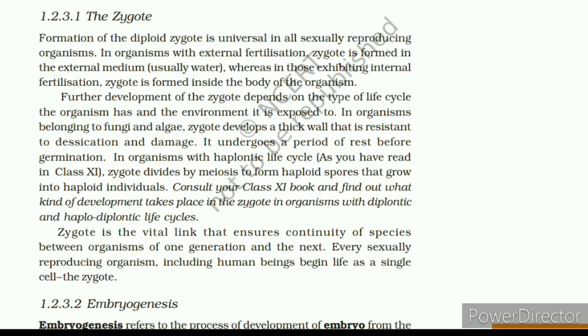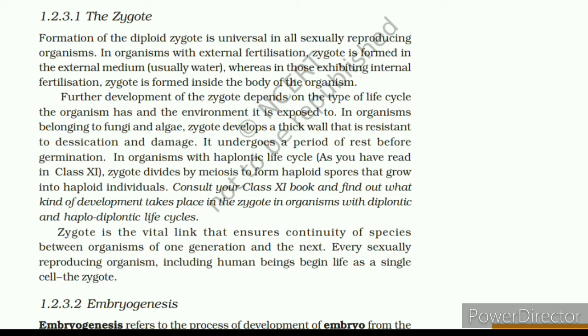1.2.3.2 Embryogenesis. Embryogenesis refers to the process of development of embryo from the zygote. During embryogenesis, zygote undergoes cell division and cell differentiation. While cell divisions increase the number of cells in the developing embryo, cell differentiation helps groups of cells to undergo certain modifications to form specialized tissues and organs to form an individual. You have studied about the process of cell division and differentiation in the previous class.